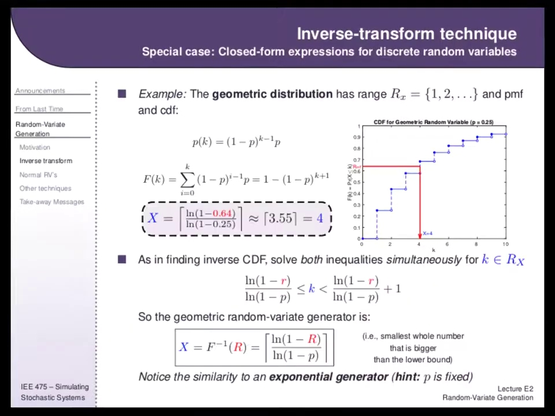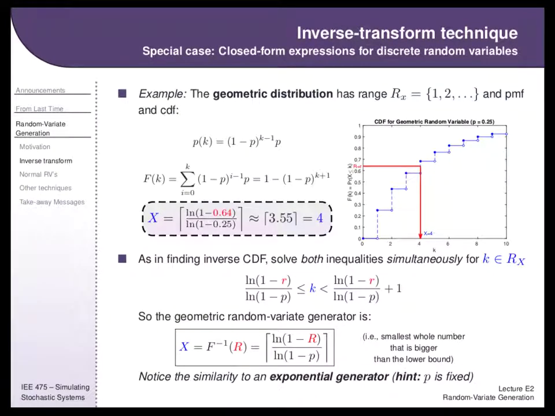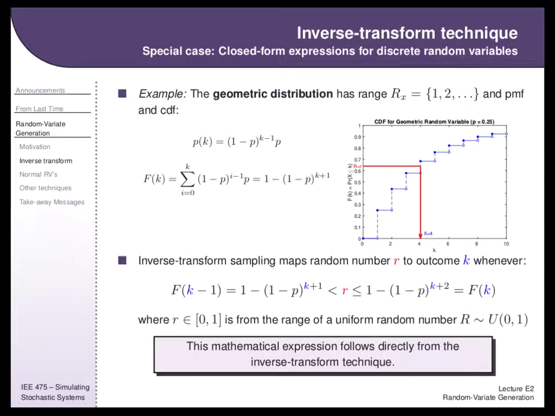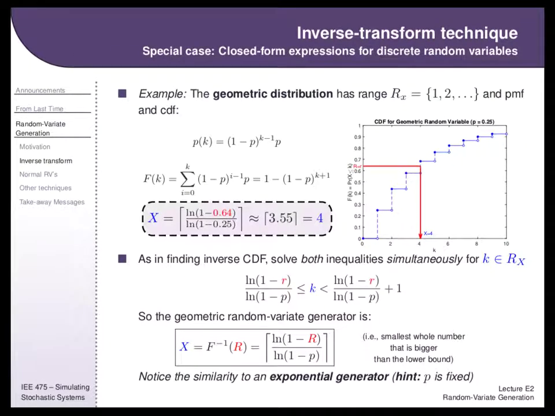So if I solve both of these simultaneously, I end up getting something that looks like this. If you look closely at this, keeping in mind that K has to be an integer, I'm saying I need to find the integer that fits within these two bounds, and I can use the ceiling function to represent exactly what's going on here.